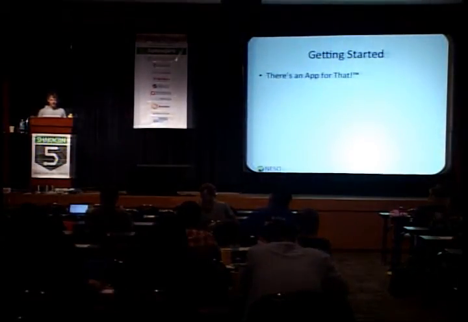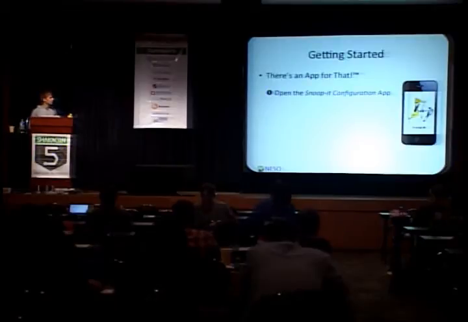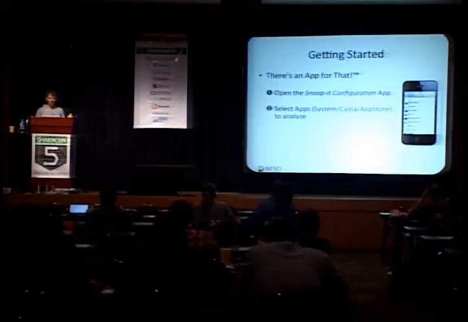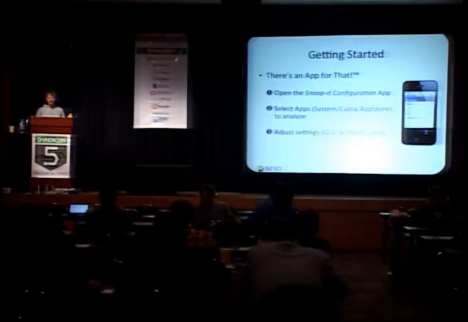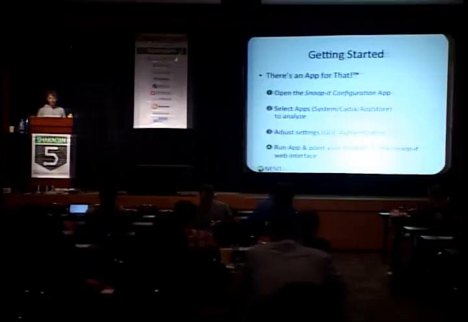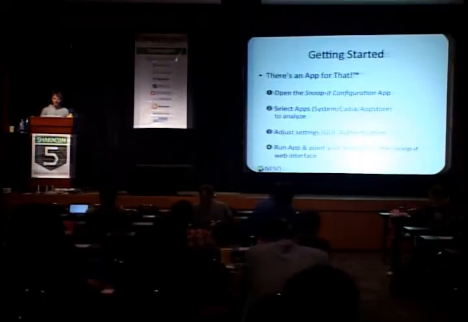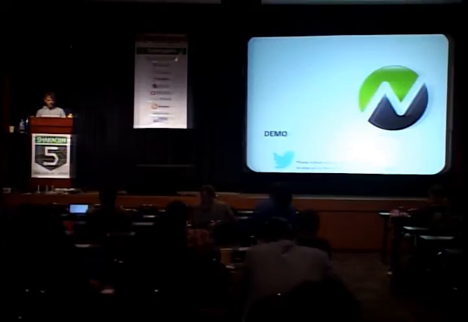To get started, you just have to open the Snoopit configuration app, select the apps you want to analyze. Could be system apps from Apple or App Store apps. Adjust some settings, like the web server listener port, and just run the app you want to analyze and point your browser to the Snoopit web interface. Let's do a demo on it.